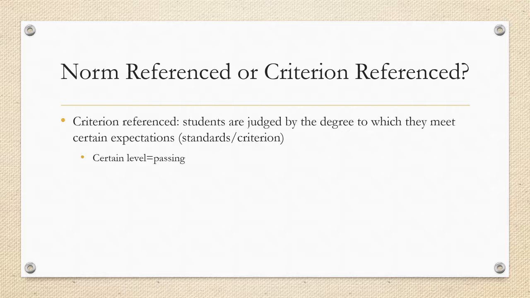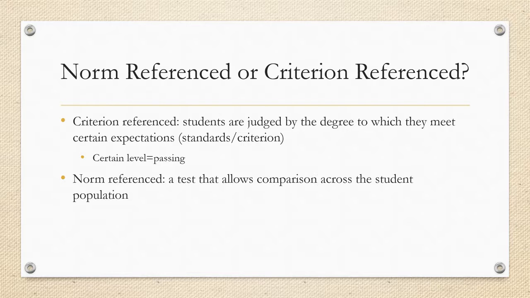Criterion-referenced tests take a standard, so some type of criteria, and then try to identify whether or not the student has accomplished or met that criteria. So for a lot of criterion-referenced tests, if you hit a certain level, that's considered passing. Okay, so if all the information you get from a test is passing or what level they think the student is at, you're probably dealing with a criterion-referenced test.